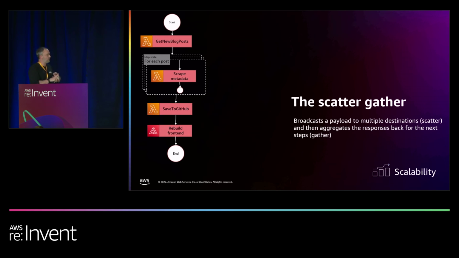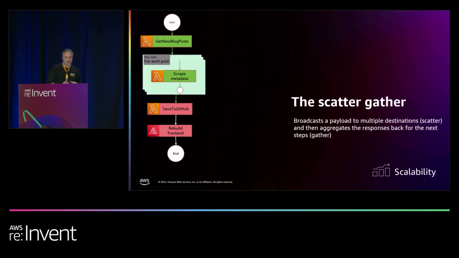Now, we can improve that with this pattern, the scatter-gather. So we branch out to multiple resources at the same time, and then we branch back in and reduce. You could call it the map reduce as well, right? So we still get a list of all the different blog posts.